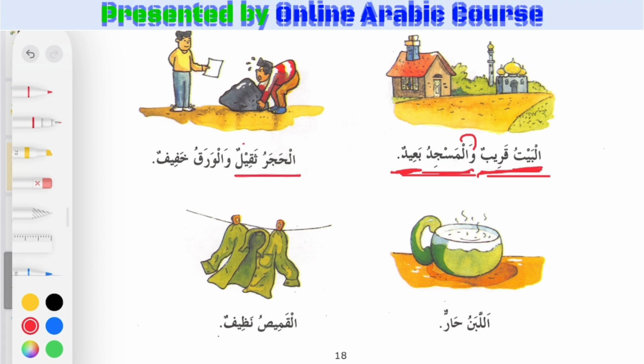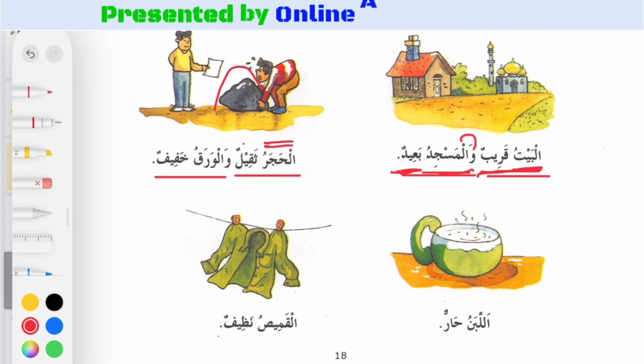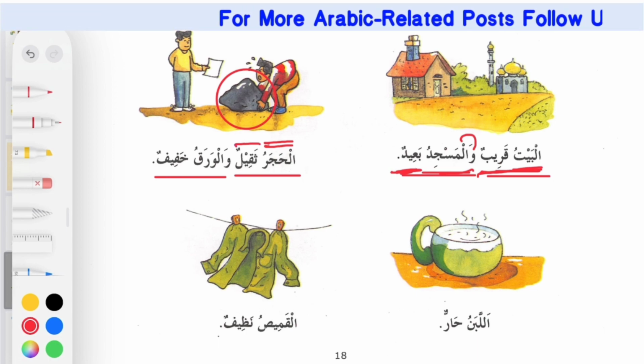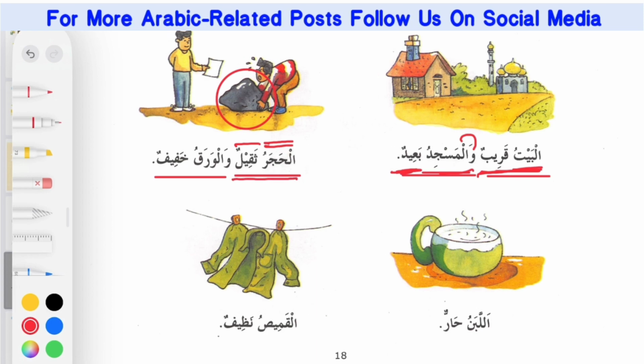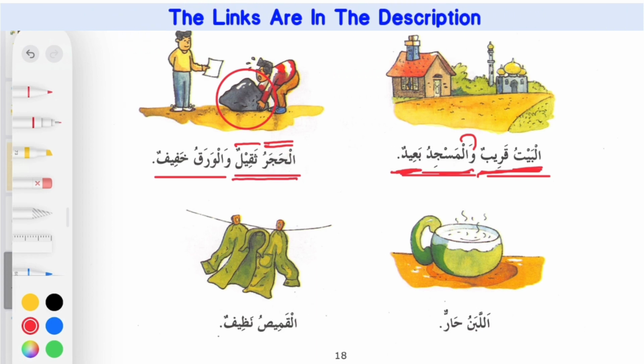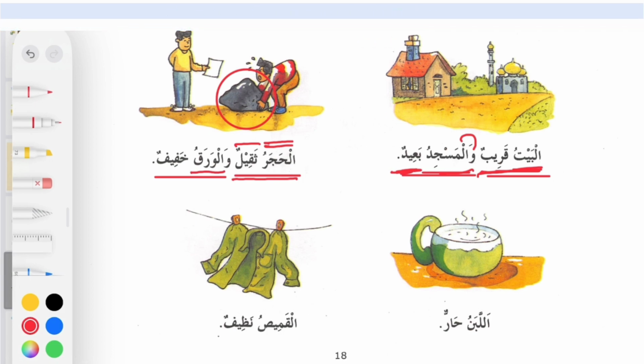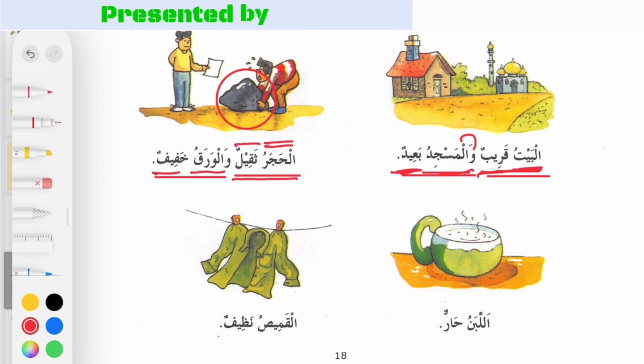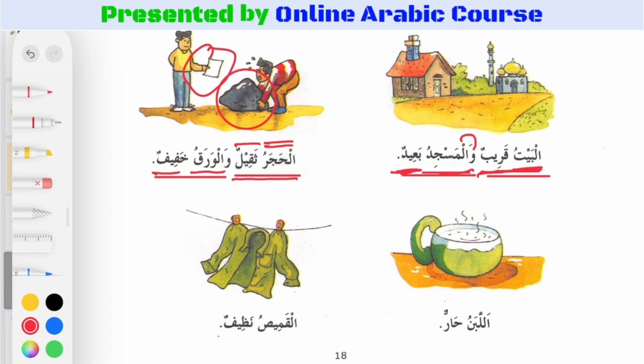The same way, Al-hajaru thaqilun wal waraqu khafifun. Al-hajaru, hajar means stone. Al-hajaru thaqilun, thaqil means heavy. The stone is heavy. Wal waraqu, and the page, and the paper is khafifun, light. Al-waraqu khafifun, the paper is light. Al-hajaru thaqilun wal waraqu khafifun, the stone is heavy and the pages or the paper is light.